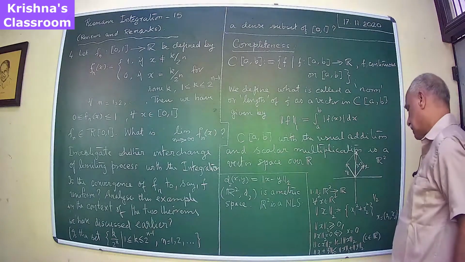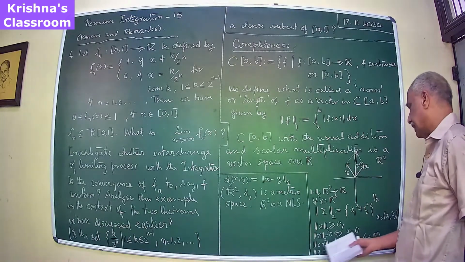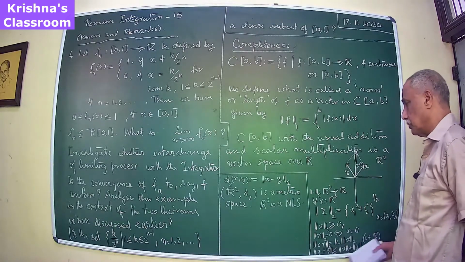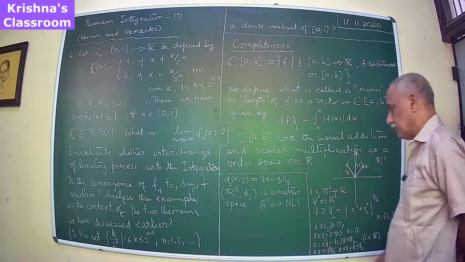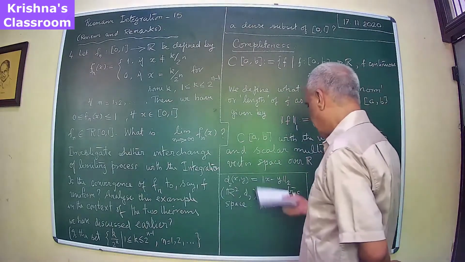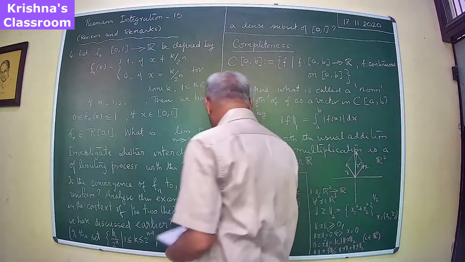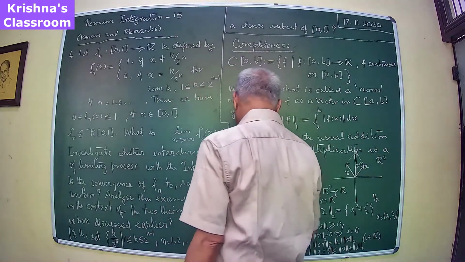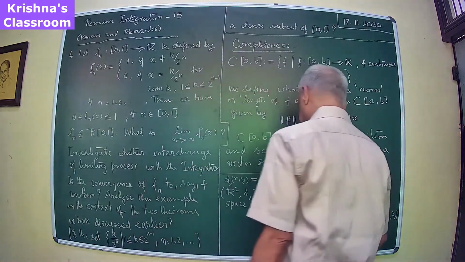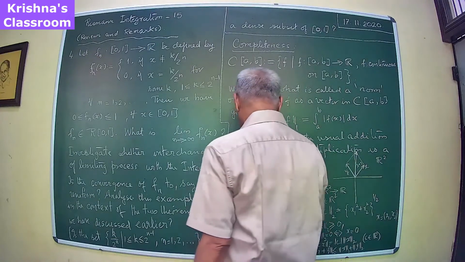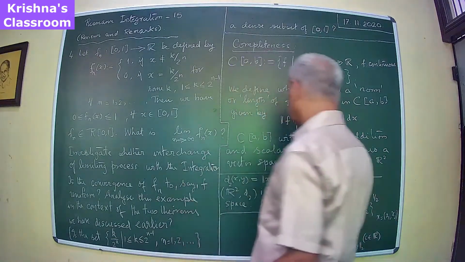So this is the one that helps you to prove the triangular inequality for the metric. So show that this is a metric space. That is one of the exercises. Okay. Now we go to function spaces.